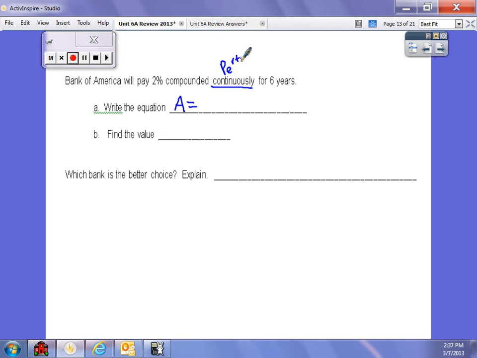The last one is Bank of America, and that's compounding continuously, so you know that has to be the PERT formula. So we have 1,000 E, first time we're introducing E, 2 over 100 is 0.02, to the 0.02 times 6 power. And for that we get $1,127.50.